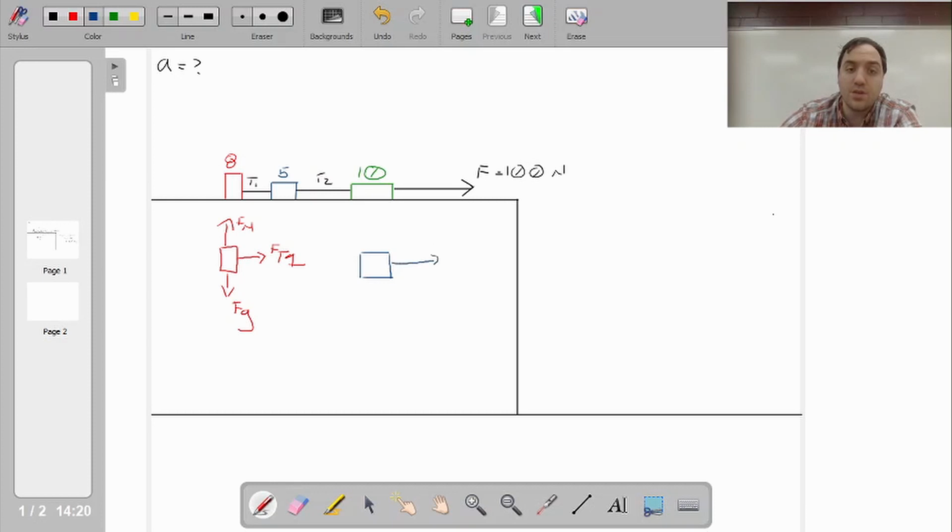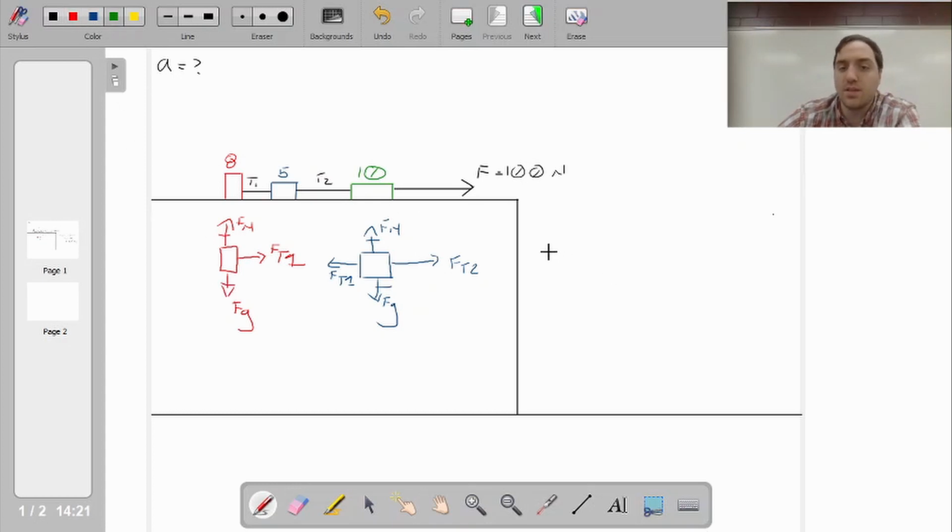Object 2 is slightly harder because not only do we have tension 2 pulling to the right, we have tension 1 pulling to the left. Now, these two values will be the same, but they are different because they are pointing in opposite directions. You'll still have a normal force. You'll still have force gravity. And then I can go ahead and label all these as being equal.